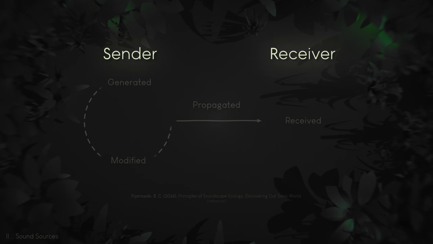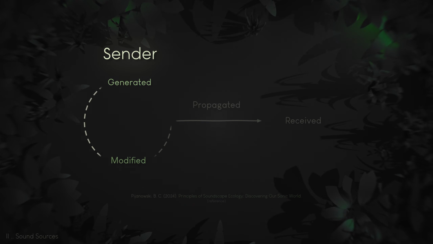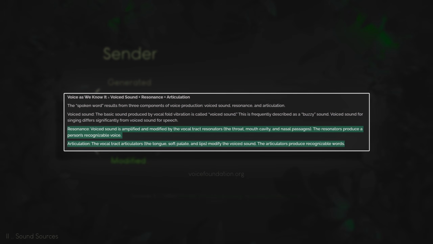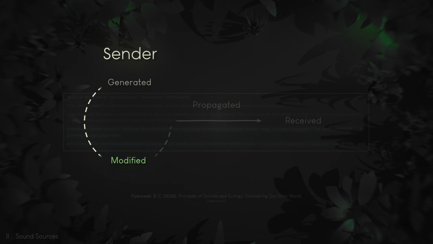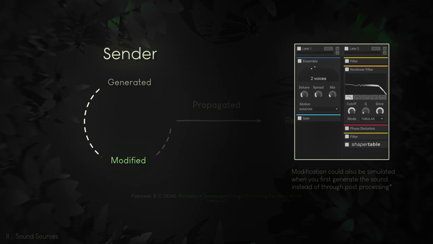At the start of this path, the sender creates sound via a sound production organ. This would be the first step when actually synthesizing the sound. The generated sound may then be modified by some anatomical structure before propagation. For example, our mouth, throat, and nose modify the sound produced by our vocal cords. This could be where you do any immediate processing to the sound, like filtering.